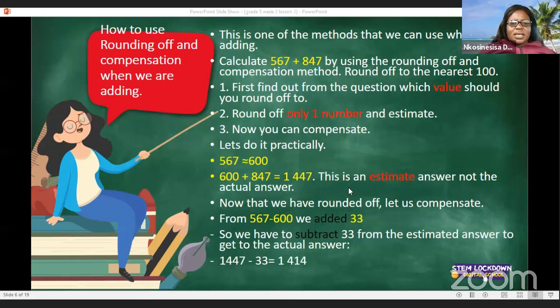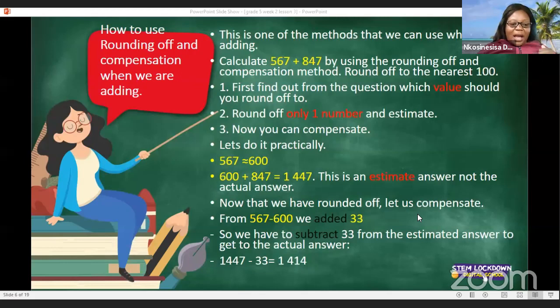Why is it not the actual answer, someone may ask? It's not the actual answer because we added 600, which is the rounded off number, to 847. So the actual answer will be to calculate these ones. Can you see that? So this is an estimated answer. It's an estimate. So now that we have rounded off, I want us to compensate.